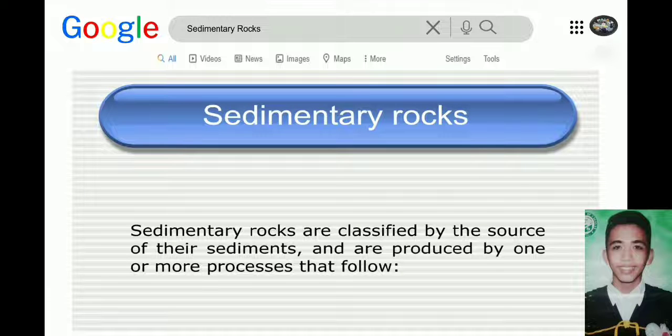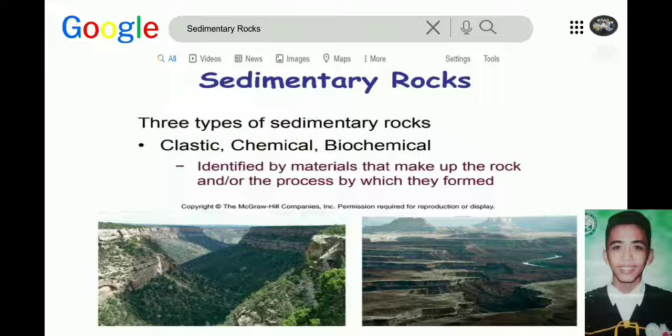The next slide is sedimentary rocks. Sedimentary rocks are classified by the source of their sediments and are produced by one or more processes. So what is sediment? Sediment is a solid material that is moved and deposited in a new location. Sediment can consist of rocks and minerals as well as remains of plants and animals. Sediment moves from one place to another through the process of erosion.